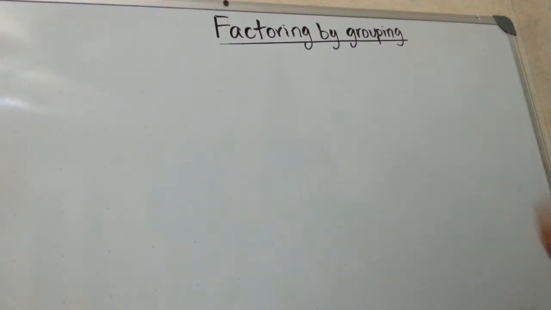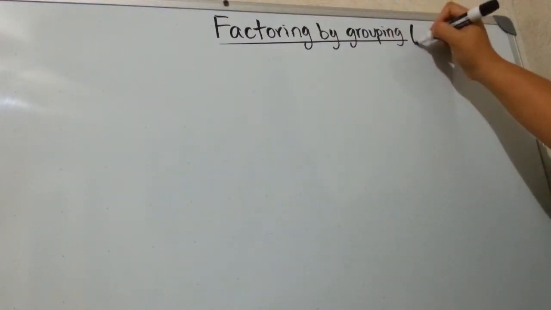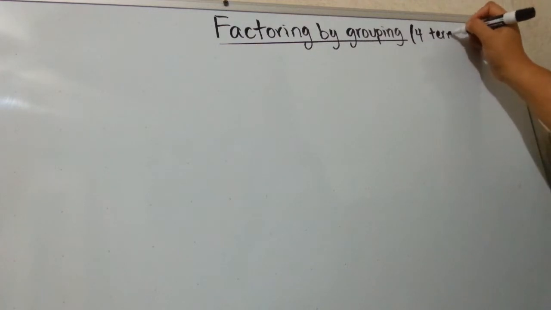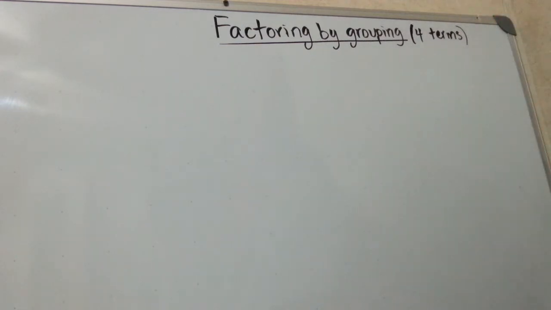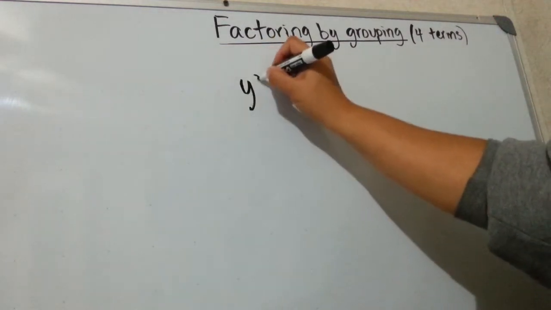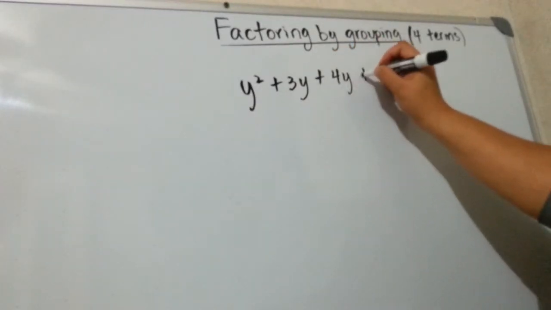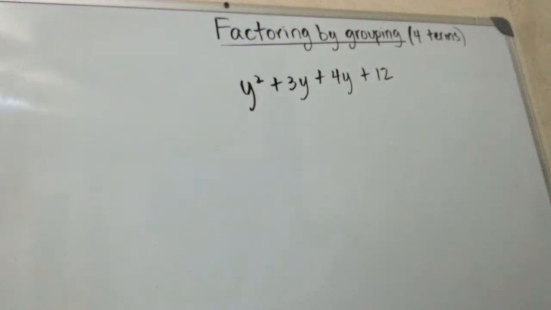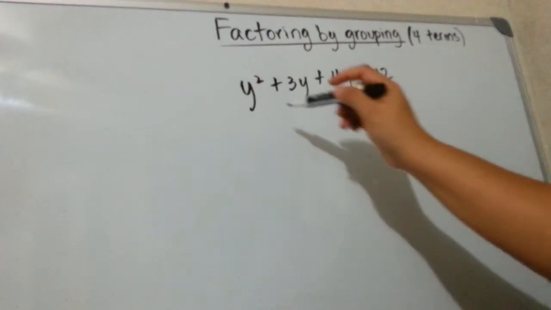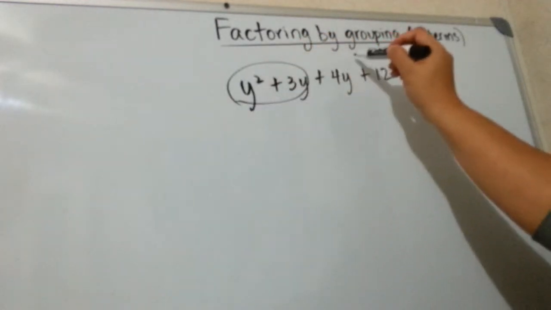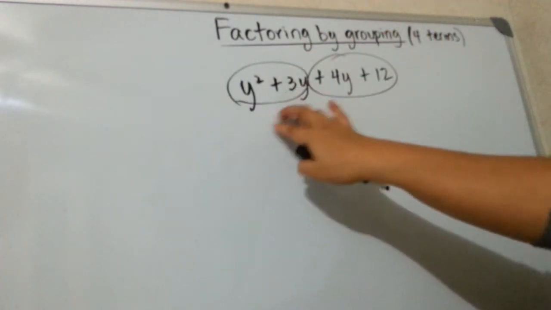Alright, factoring by grouping is reserved for when you have 4 terms. So, for example, does it always work? No, none of these techniques always work. You just try them and sometimes they work. So factoring by grouping, you take the first 2 terms and then you do GCF on each of them.